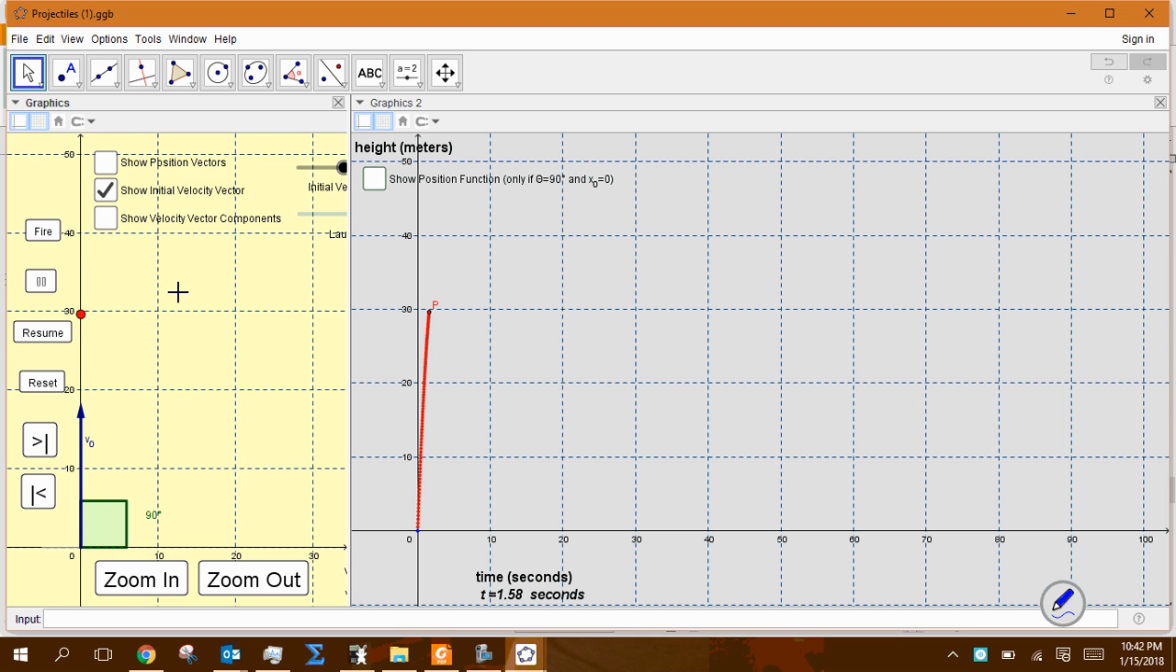Okay, I'll resume, and now I'll pause it. Now we're seeing right there at about 3.36 seconds, we're probably at maybe about 34 meters in the air.